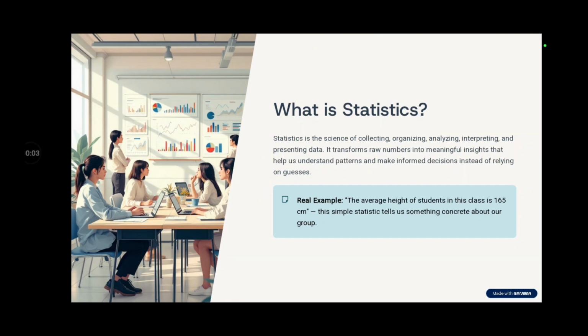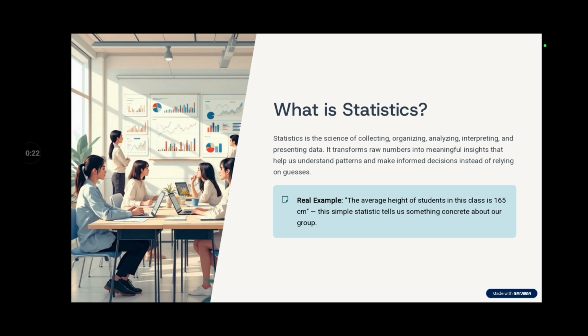So first of all, what is statistics? Statistics is a science of collecting, organizing, analyzing, and interpreting data. In this, we collect a lot of data, and we organize the data, analyze the data, and we make a meaningful decision based on the data.